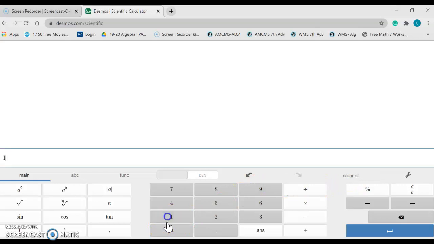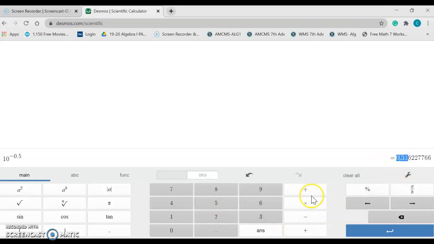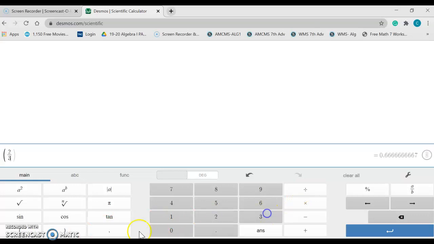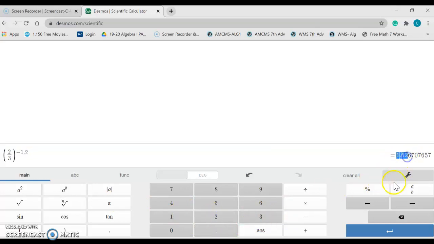If you were going to do 10 to the negative 0.5, it would be 0.32 due to the fact that the 6 causes the 1 to increase. The next one, make sure your parentheses are your friends. I'm going to do 2 divided by 3, and I'm going to close out this parenthesis and then raise it to the negative 1.2, and my answer would be 1.63.